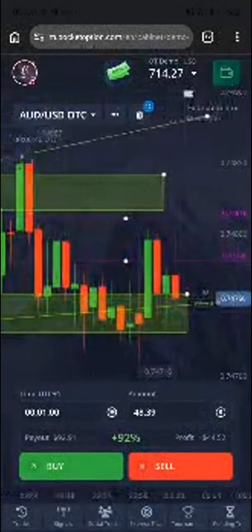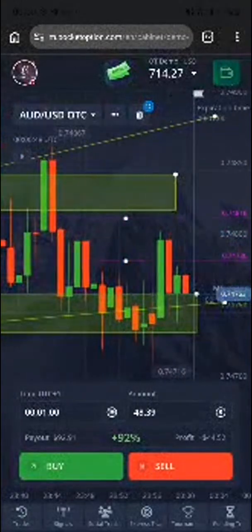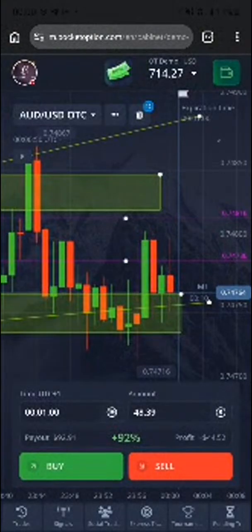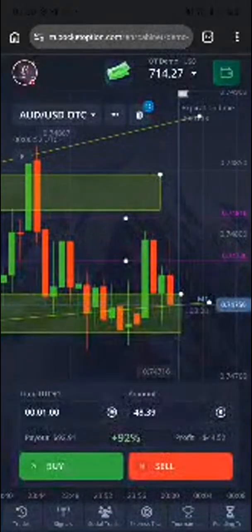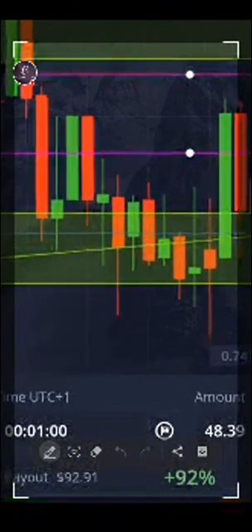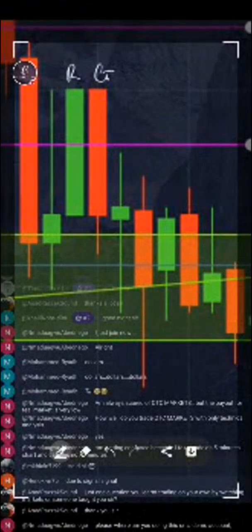Or you know what? Let's do it together. Let me do it in the style, the way I normally teach my students. So look at this. We have red, green. Please, where are you doing this, on a demo account?